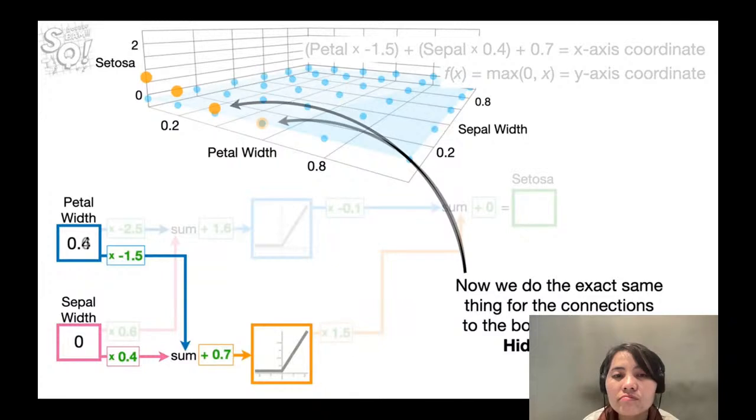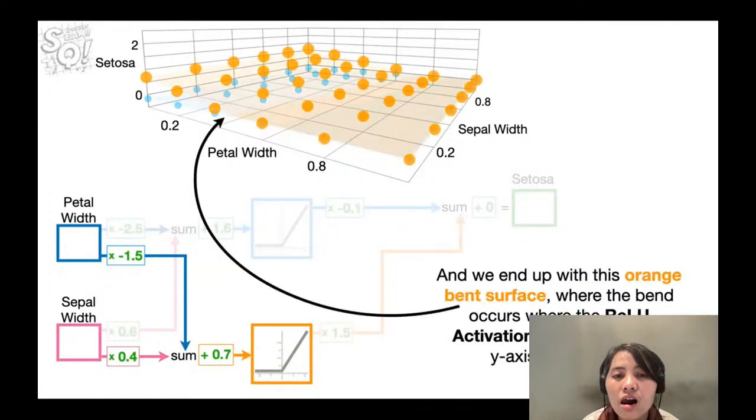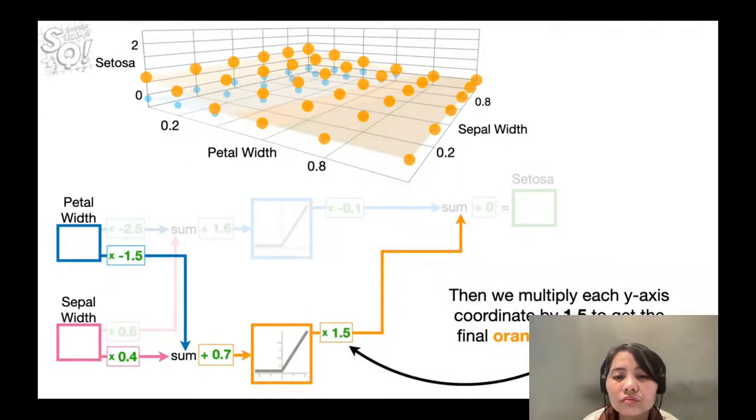Now we do the exact same thing for the connections to the bottom node in the hidden layer. And we end up with this orange bent surface, where the bend occurs where the ReLU activation function set the y-axis values to 0. Then we multiply each y-axis coordinate by 1.5 to get the final orange bent surface.